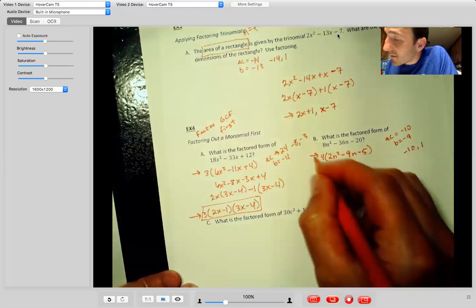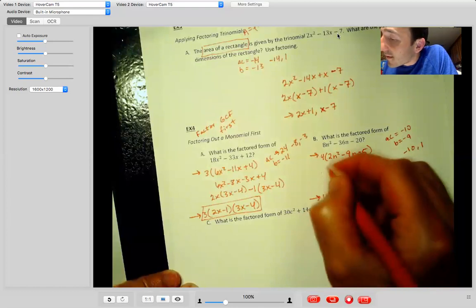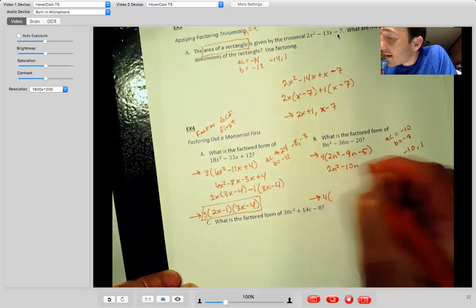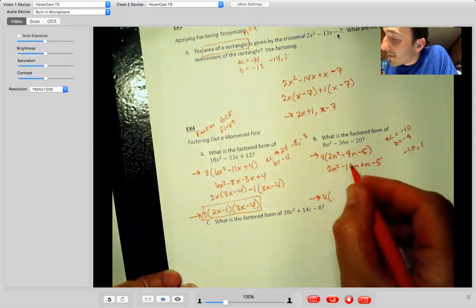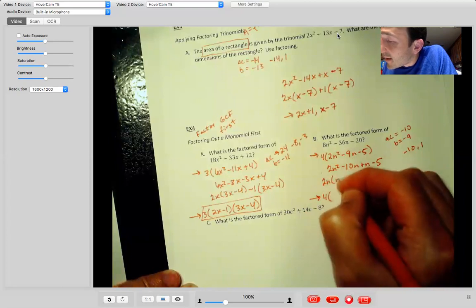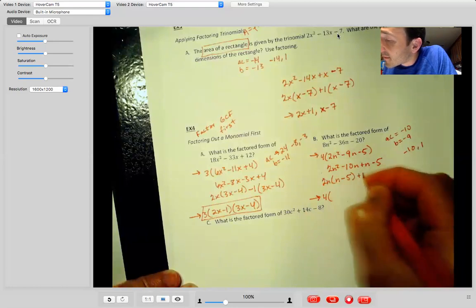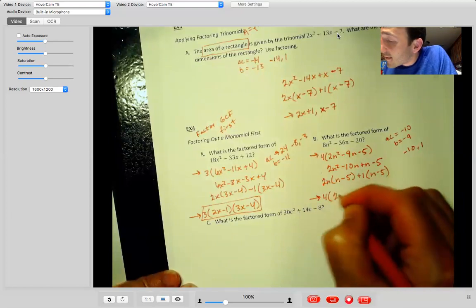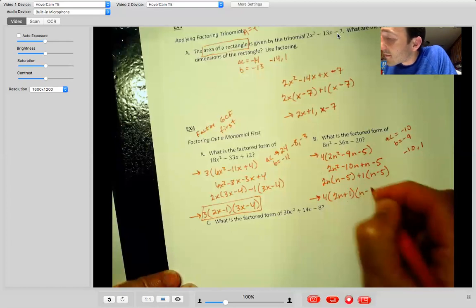So there we go. We're ignoring the 4 until the end, just so we don't have to write it a bunch of times. So my factoring work goes 2n squared minus 10n plus n minus 5. Out of these two, I can factor just a 2n. And that's going to give me 2n, and then nothing out of these two, so 1, and then we have it. So the two other factors besides the 4 are 2n plus 1 and n minus 5.